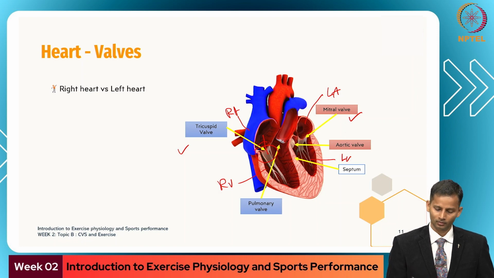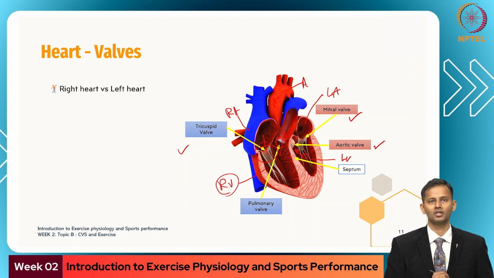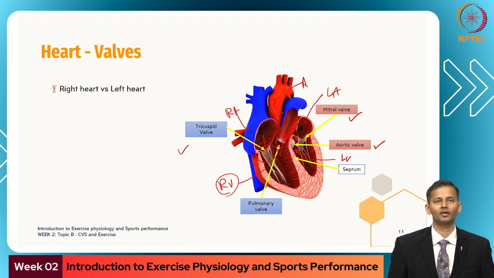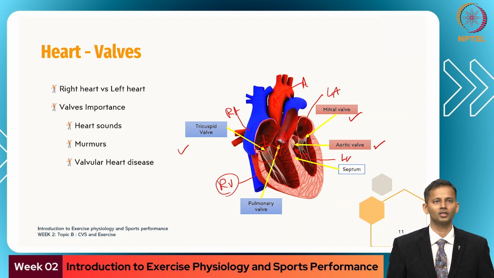Okay. The blood from the right ventricle is pushed into the pulmonary artery through this valve called the pulmonary valve. Similarly, the blood from the left ventricle is pushed into the aorta. This is the aorta, and this is the valve which is called the aortic valve. So these are the different valves which control the movement of the blood.